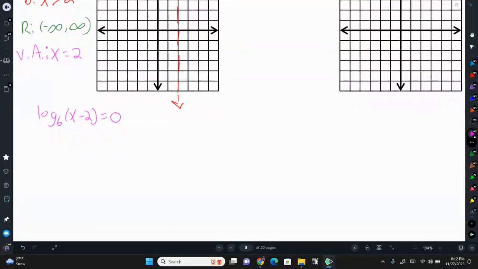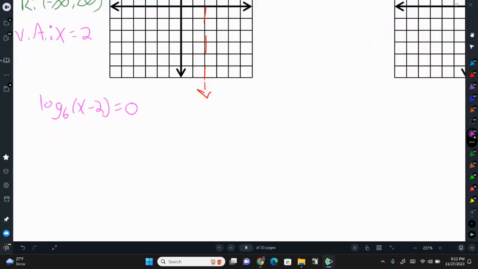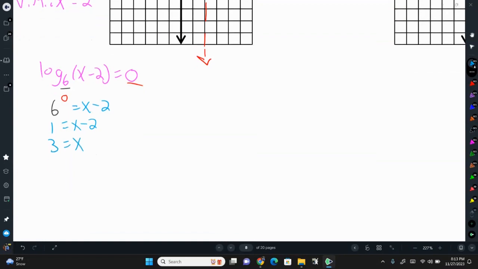Well, in order to solve this, we have to get the log by itself. It already is by itself, but in general, we want to get the log by itself, so then we can convert this to exponent form. So now I'm going to convert it to exponent form. So 6 to the 0 power equals x minus 2. Well, 6 to the 0 power is 1. So 1 equals x minus 2. And when we add 2 to both sides, we get x is equal to 3. So this means that a point on our graph is 3, 0.